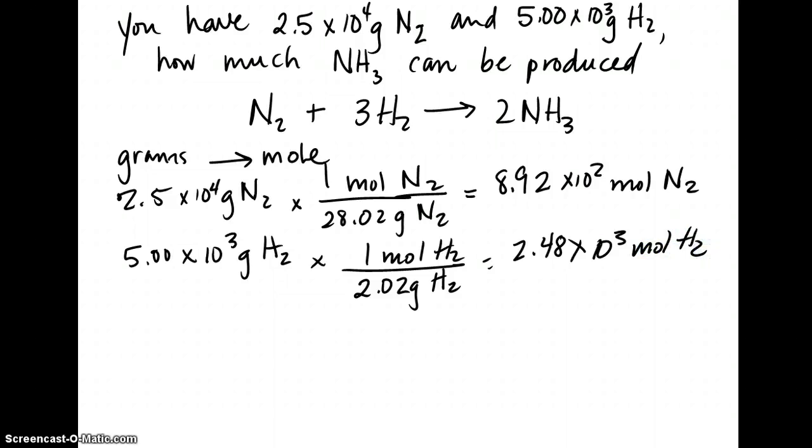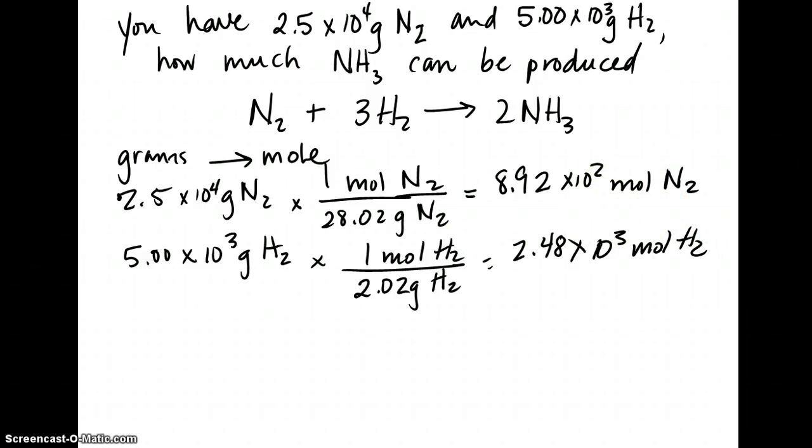Okay, so now I need to figure out which one of these is going to run out first. How do I do that? Well, I know that for every 1 mole of nitrogen, I need 3 moles of hydrogen to produce 2 moles of ammonia. In other words, I need to have 3 times the number of moles of hydrogen. So looking at this here, do I have 3 times the amount of hydrogen than I do nitrogen?